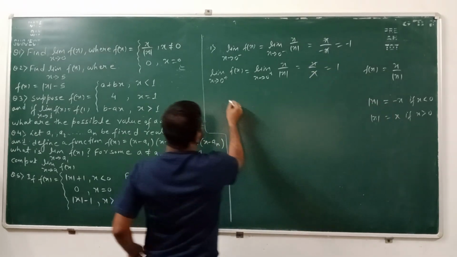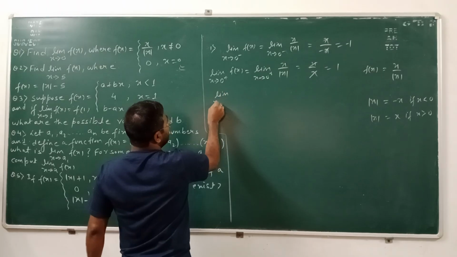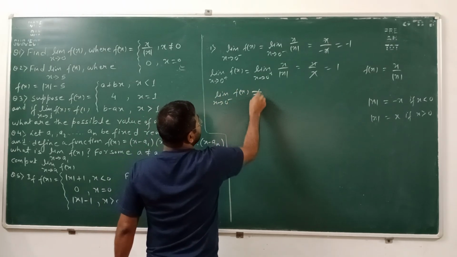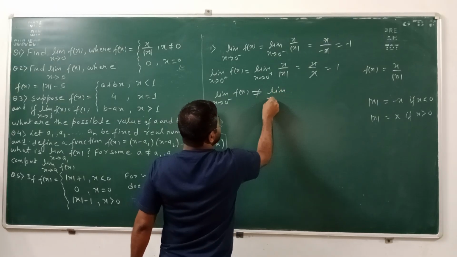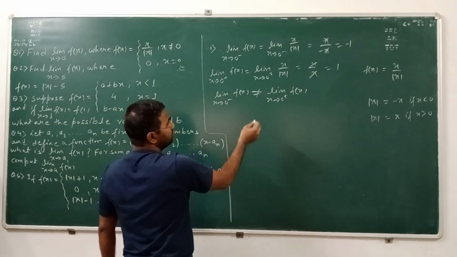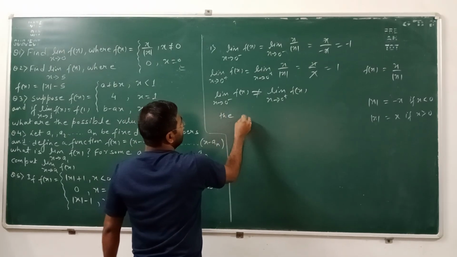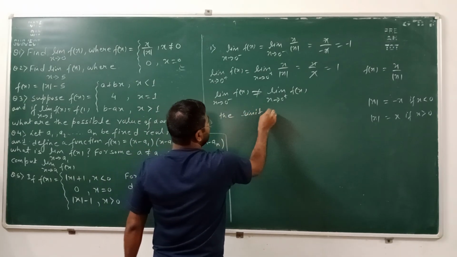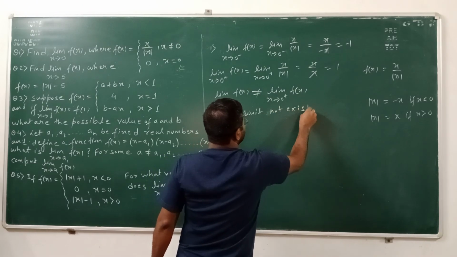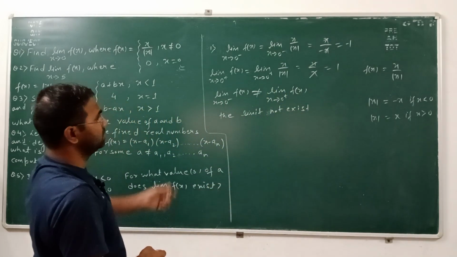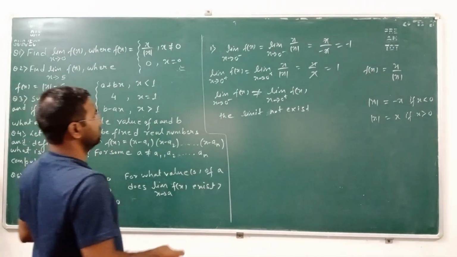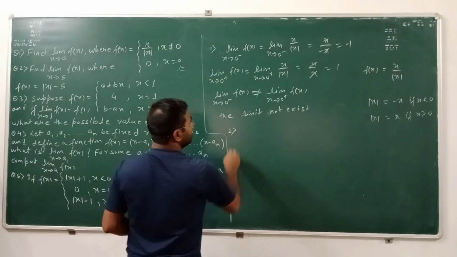So here you can see that limit x tends to 0 negative f(x) is not equal to limit x tends to 0 positive f(x). Not equal, then the limit does not exist. If not equal, then not exist. Okay, so in this way we will find the limit of the function. Now let us see question number 2.